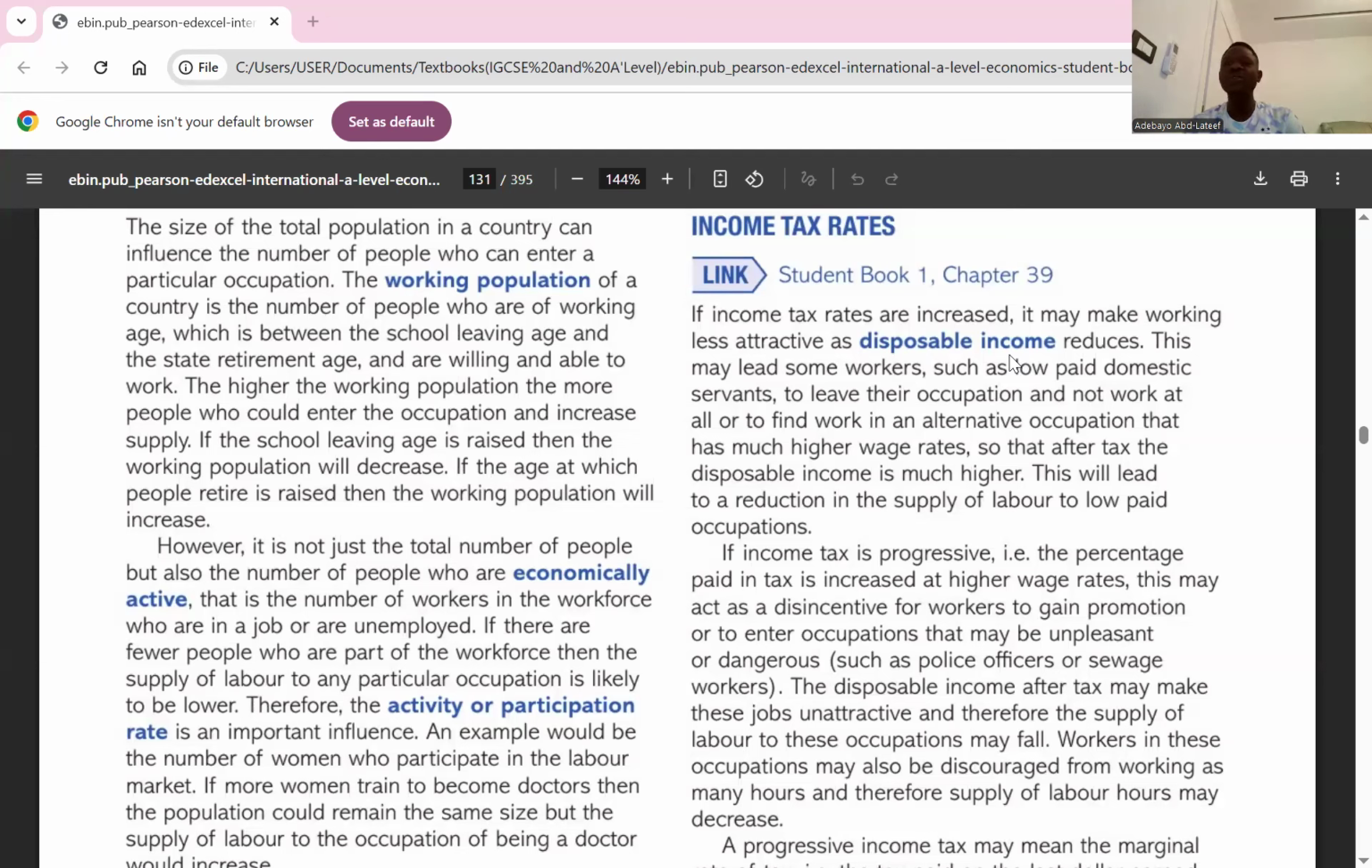So we continue with economics A level, supply of labor. So we're going to other factors that might shift the supply curve leftward or rightward. The first one is income tax.